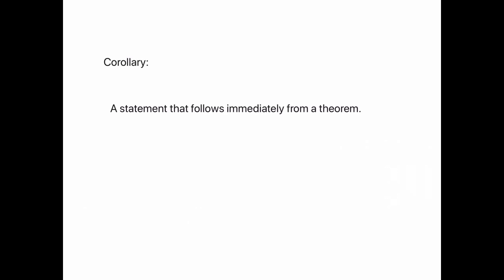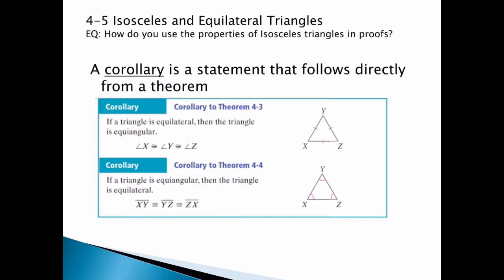A corollary is a statement that follows immediately from a theorem. So they give you the information in the theorems, and then a corollary can be added directly onto it. We have two corollaries this time, and the corollary to theorem 4-3 says that if the triangle is equilateral, meaning all three sides are the same, it's also equiangular, meaning all three angles are the same. So angle X is congruent to angle Y, which is congruent to angle Z.